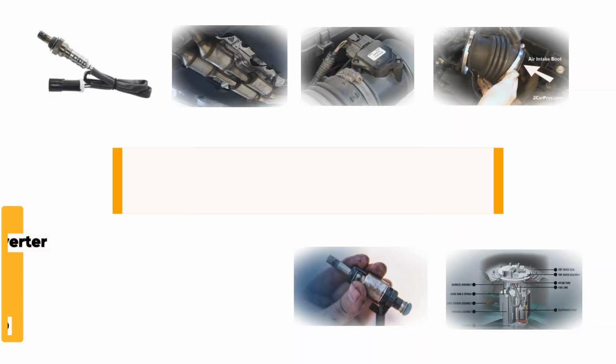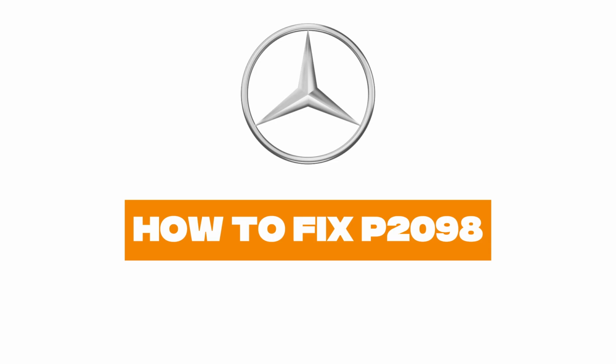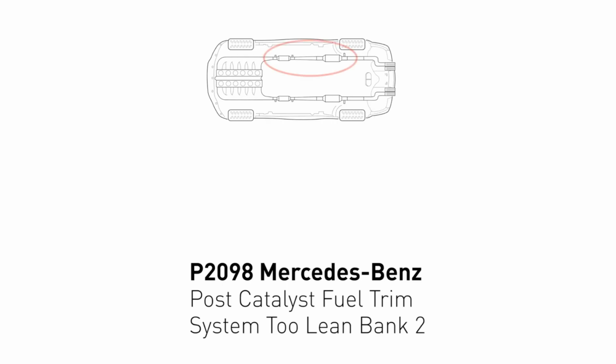Common causes include: 1. Faulty oxygen sensor on bank 2. 2. Exhaust leak near the catalytic converter. 3. Dirty or failing mass airflow sensor. 4. Vacuum leaks in the intake system. 5. Fuel injector problems. 6. Low fuel pressure or weak fuel pump. It indicates the powertrain control module senses a lean fuel-to-air mixture downstream of the catalytic converter.